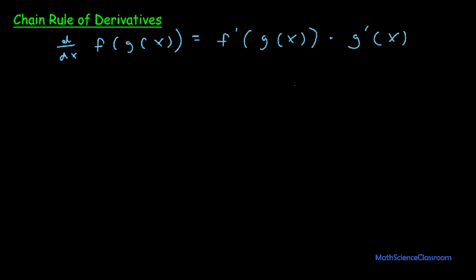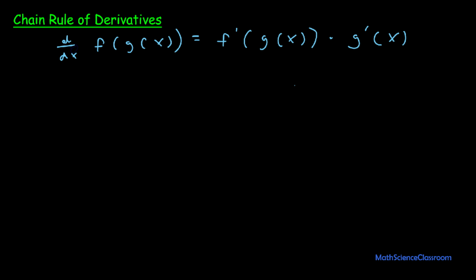So what this means is when we have the function g within the function f, we first find the derivative of the function f, keeping g of x the same, and then we multiply that times the derivative of g of x. The power rule is often combined with the chain rule.